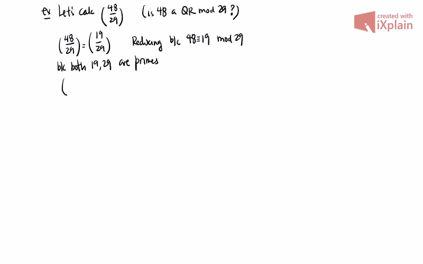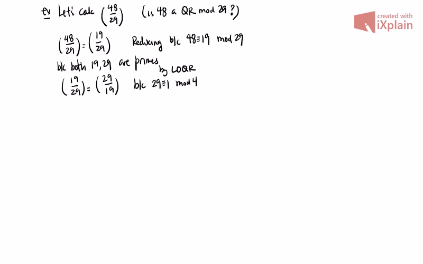we can use quadratic reciprocity, and I can flip this, and I don't need a negative. Remember, we only need a negative if both of them are congruent to 3 mod 4. In this case, 29 is congruent to 1 mod 4. So this is by the law of quadratic reciprocity.